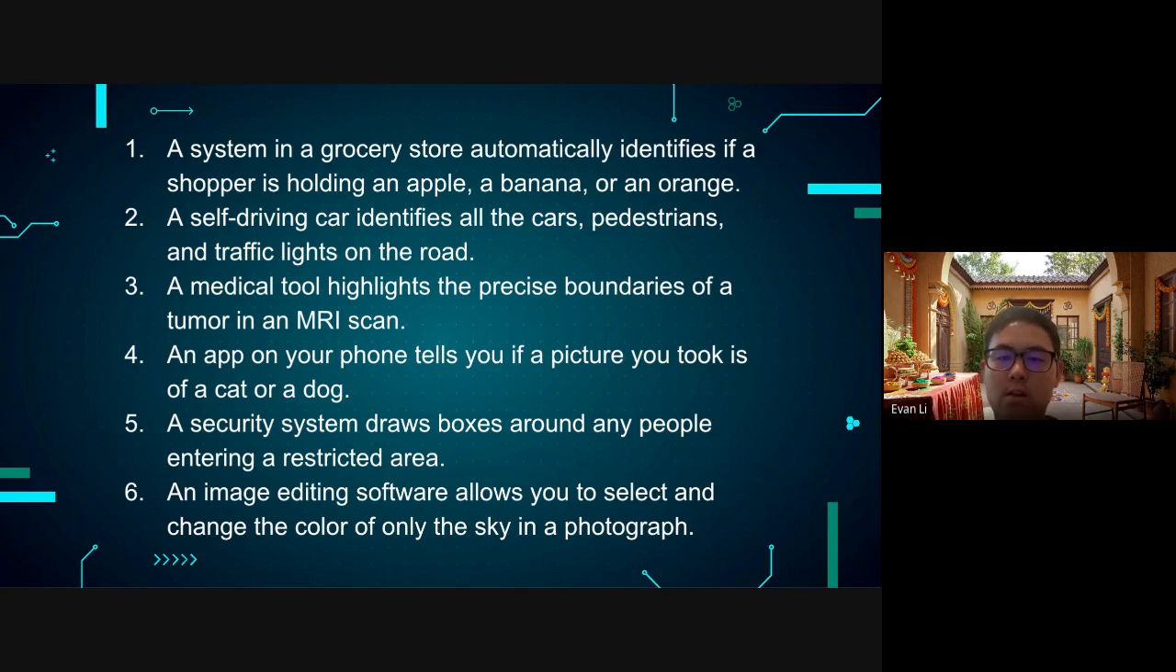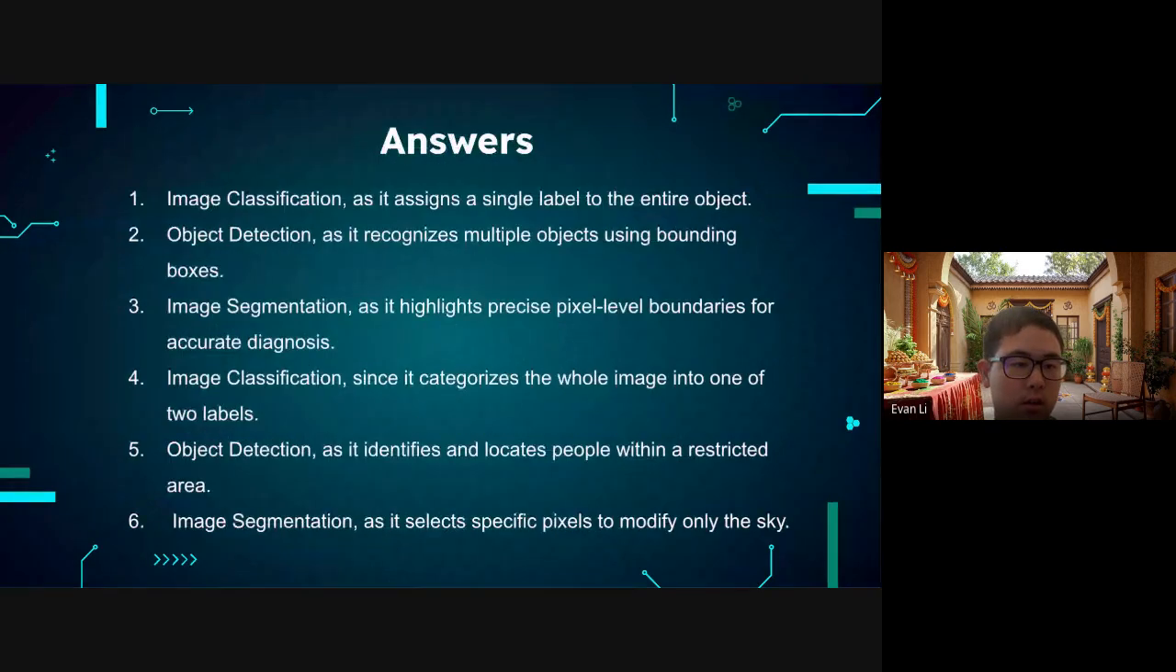All right, now that you had the chance to think about it, let's go through the answers and, more importantly, the explanations behind them to ensure a solid understanding. So for the first scenario, a system in a grocery store automatically identifying an apple, banana, or orange is primarily an example of image classification.